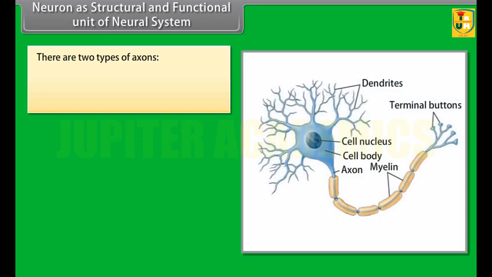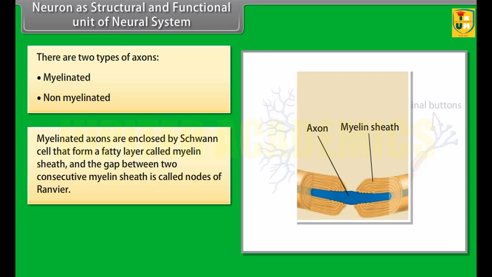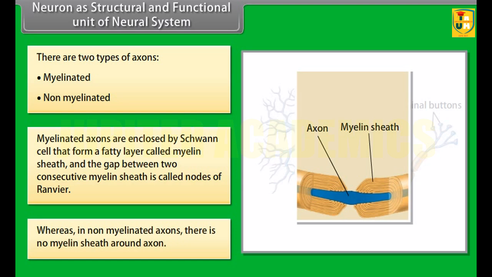There are two types of axons: myelinated and non-myelinated. Myelinated axons are enclosed by Schwann cells that form a fatty layer called the myelin sheath, and the gap between two consecutive myelin sheaths is called the nodes of Ranvier. Whereas in non-myelinated axons, there is no myelin sheath around the axon.